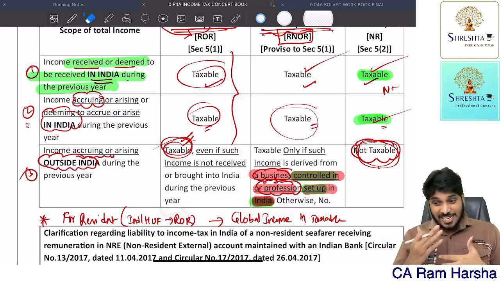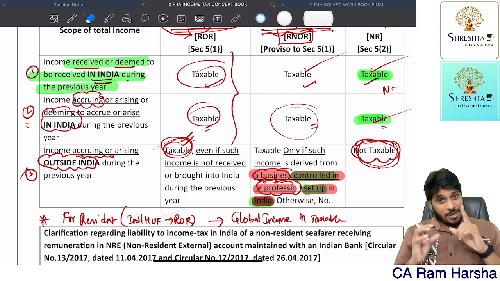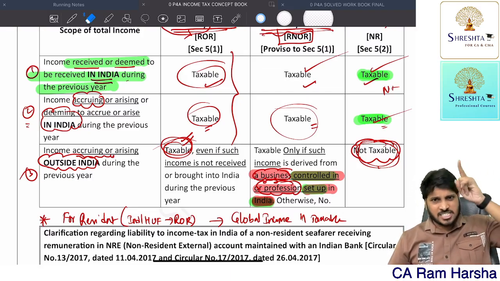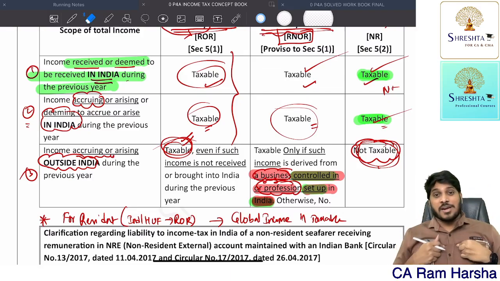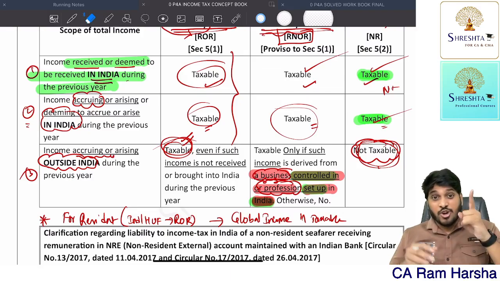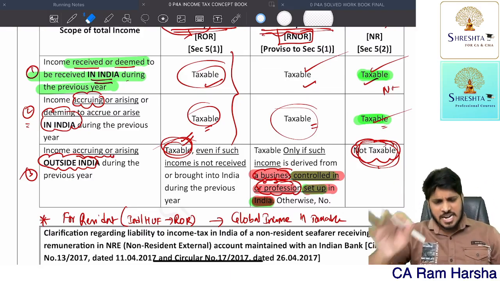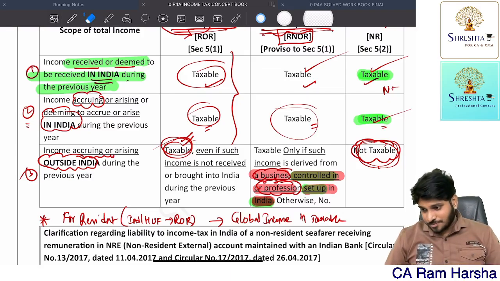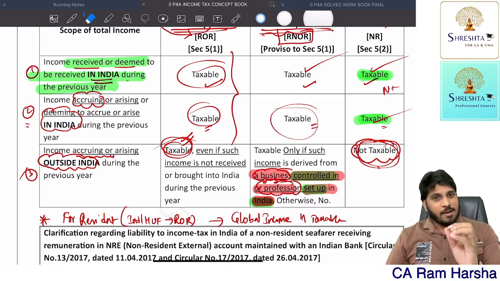Now, I attend meetings virtually while sitting in India, right? Now, tell me, the hospital is outside India. The amount is received by the hospital from patients outside India, but it is controlled from India, indirectly by me. So if it is a business controlled from India, and you are a resident but not ordinarily resident, it is taxable. Suppose I am having shares in a company.